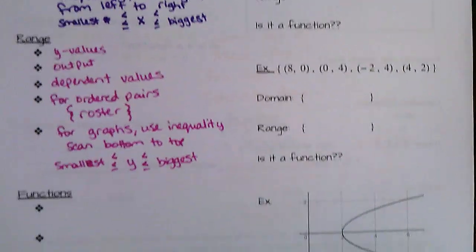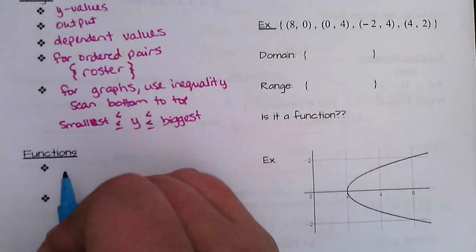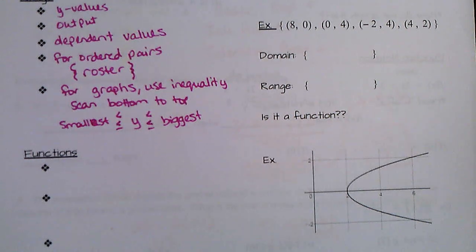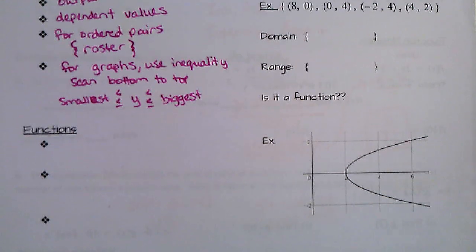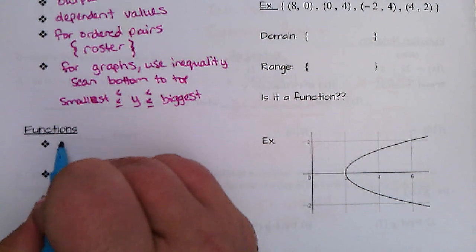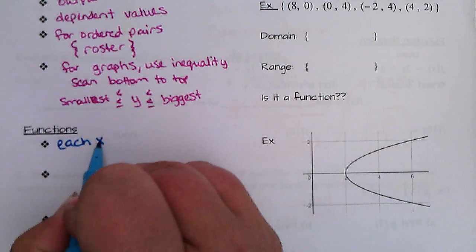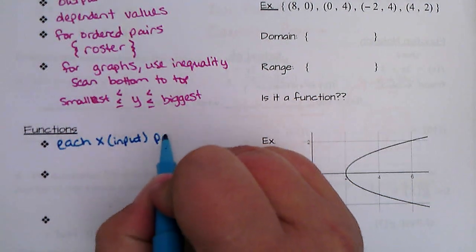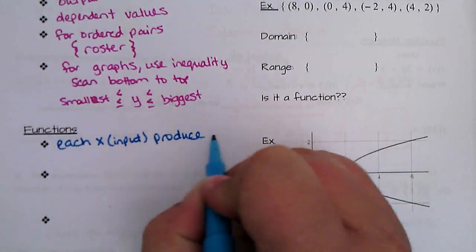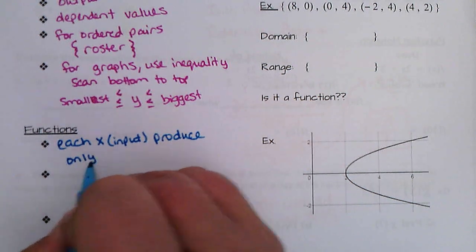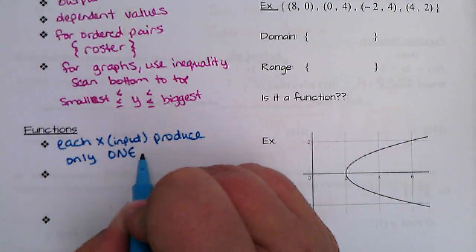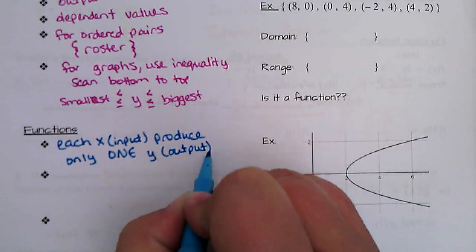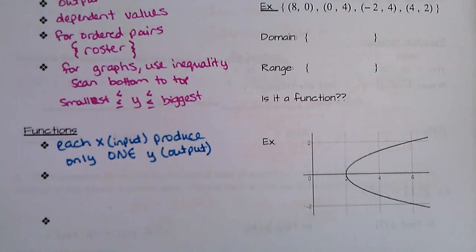Now, functions. When I have a function, a lot of your questions on this assignment will be asking if something is a function. So to tell if it's a function, each x or input can produce only one y or output. And again, this may not make sense right now. Just write it down. I'll tell you what I mean in a second.